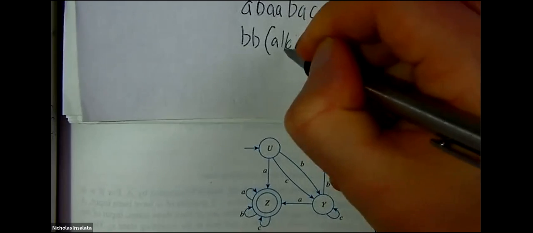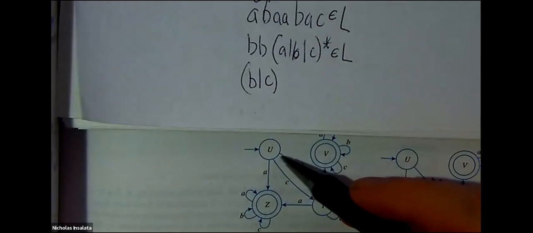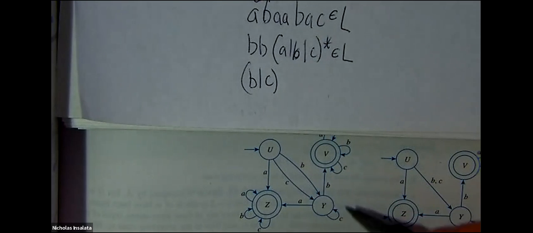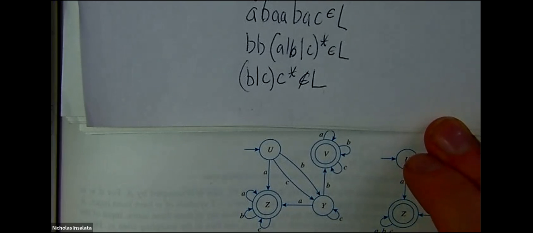Okay. How about a string that's not accepted? So here we have B, B, (A or B or C) star is in the language. Okay. B or C, C star is not accepted. B or C, because we can take either the B line or the C line. And no matter what, if we stay here with C's, C star, we're going to not be in the language. Okay, very nice. So same question as before. Can you describe to me what language is represented by this automaton in English?